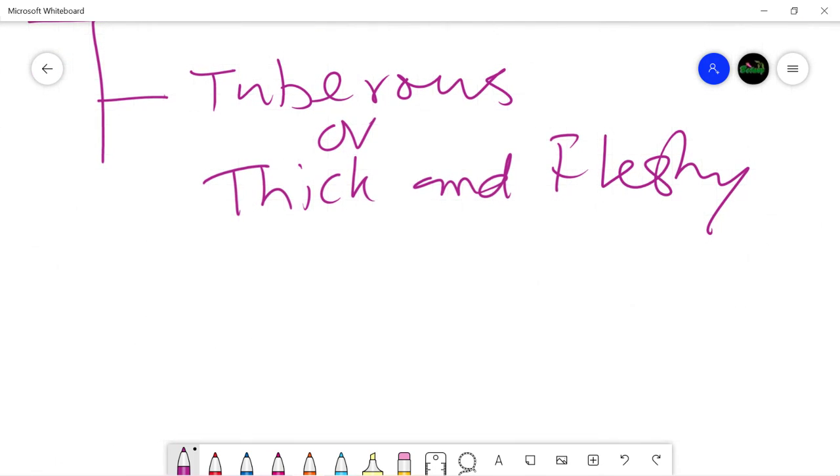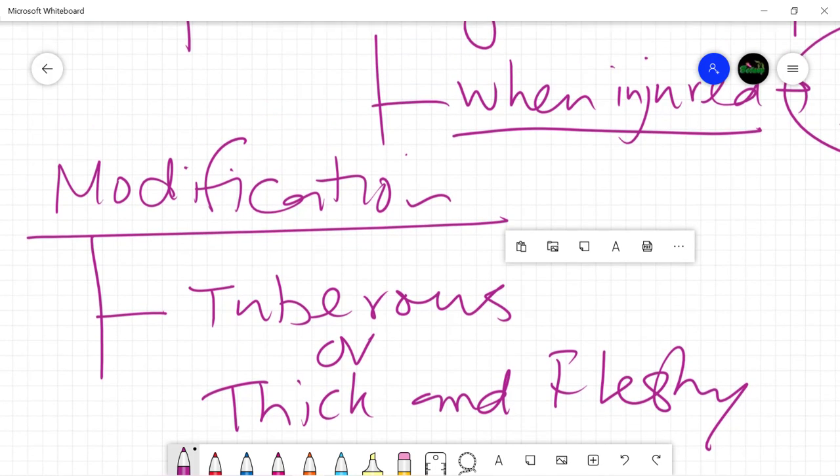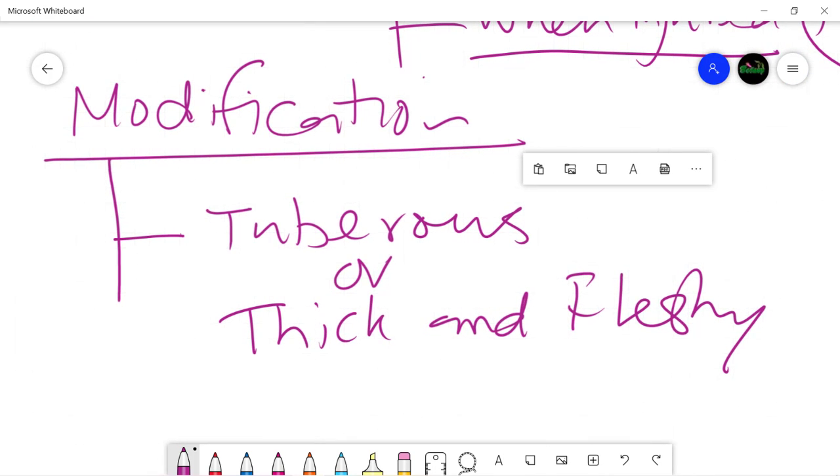Other than that, we can say that there are no special modifications of the roots. And when we say modification, that is the shape of the root changes and it assumes something new which is unlike a typical root. So the only category which is unlike a typical root is the tuberous roots or the root tubers. Other than that, there is no special category as far as the modification goes.